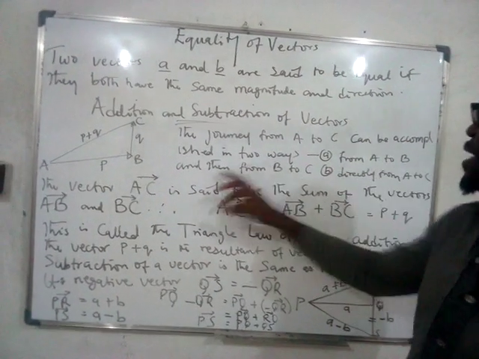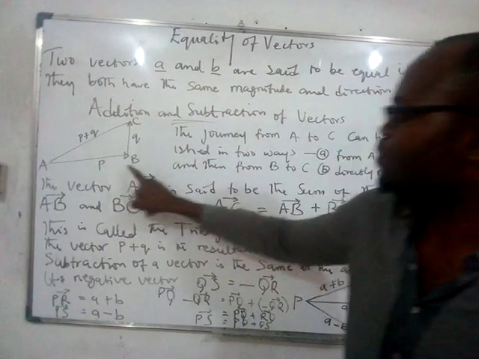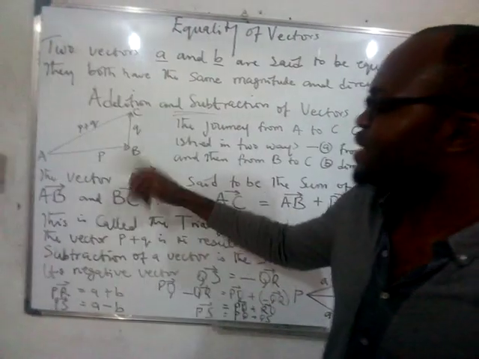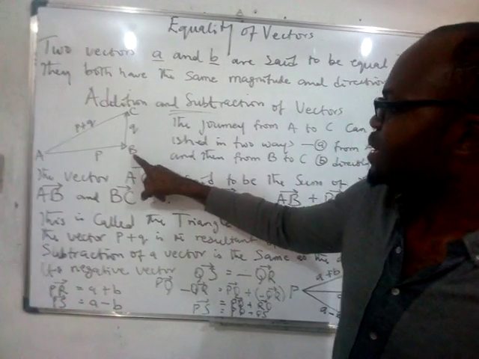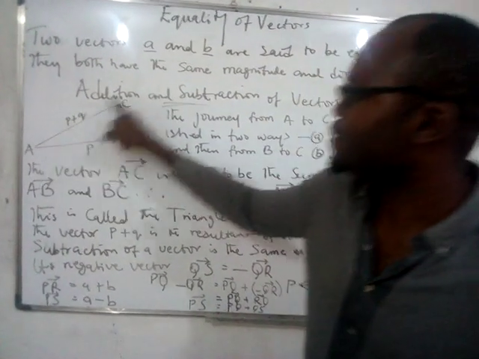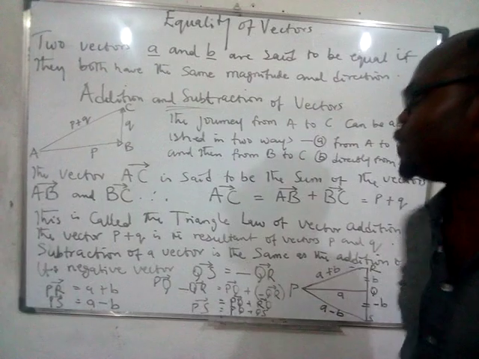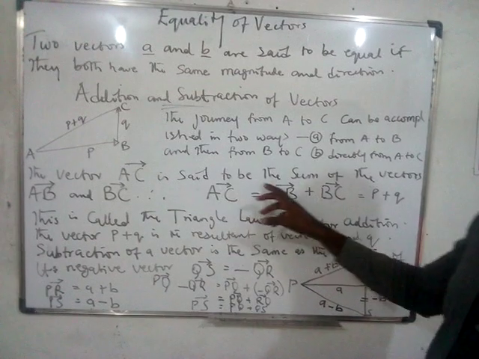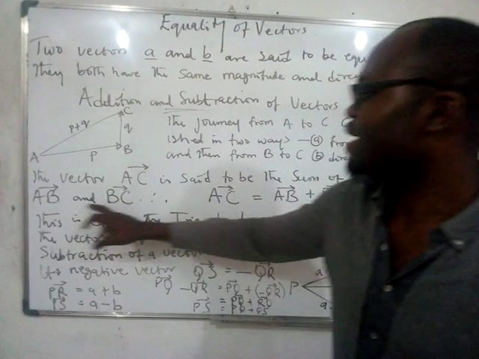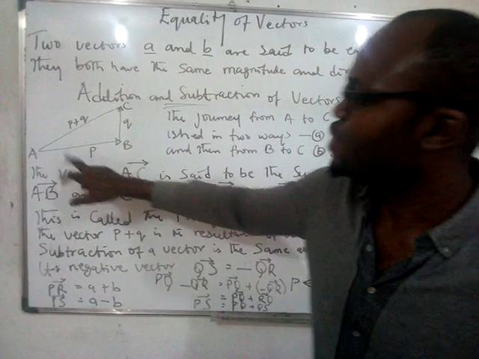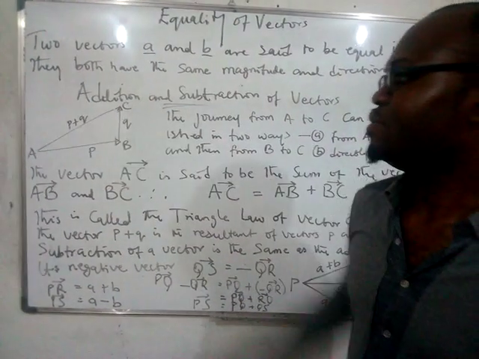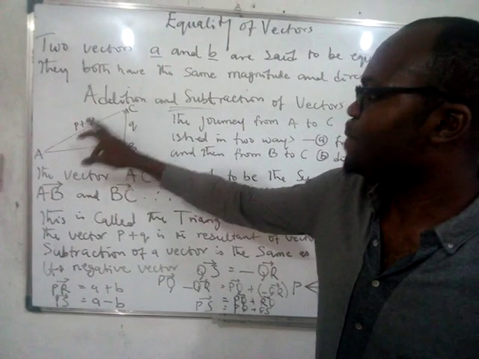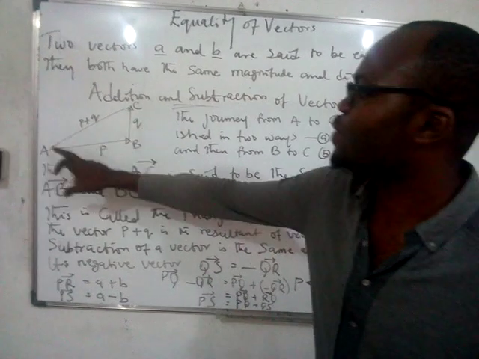So the journey from A to C can be accomplished in two ways. From A to B and then B to C, or you go directly from A to C. So you can simply say that A to B plus B to C is equal to A to C, because the two lead you to the same point. That's why the vector AC is said to be the sum of the vectors AB and BC. So P plus Q is equal to this.